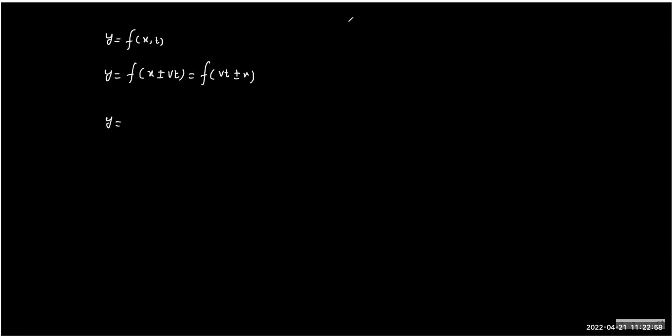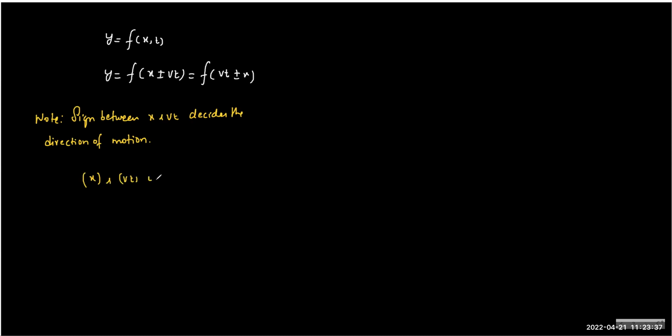So what you can write here as a note: the sign between x and vt decides the direction of motion. Okay. So if it is a minus sign, so if we have the negative sign between x and vt, then the wave is moving towards the positive direction of x-axis.